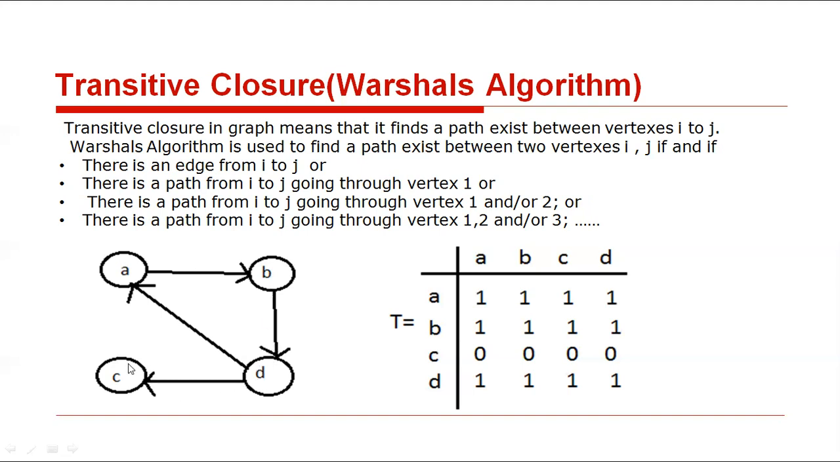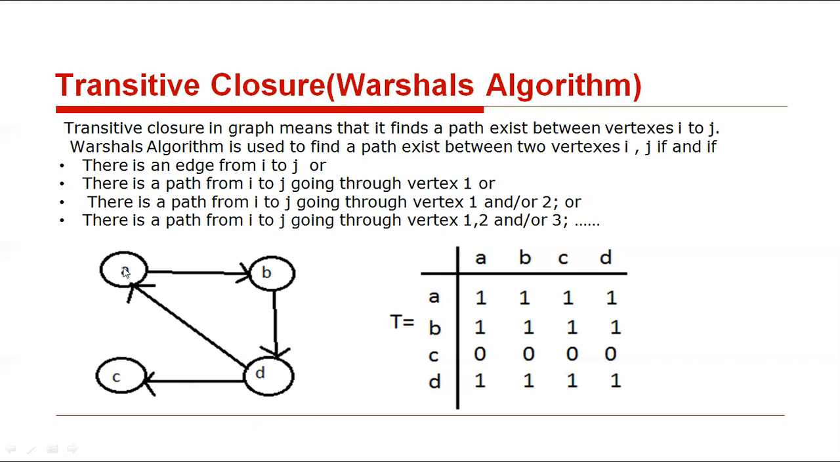And next one is C. Come here, all of you. C to A 0, because then there is no outgoing edge, 0. C to B 0. C to C also 0. C to D is also 0. All are zeros. Next one, D.